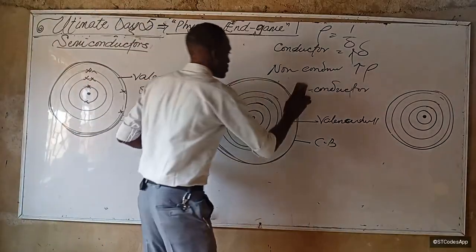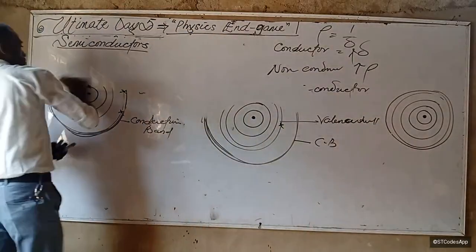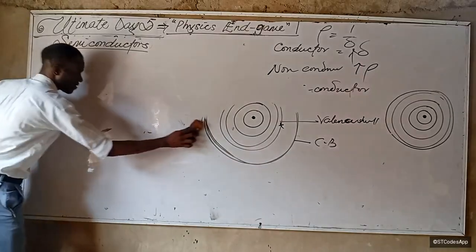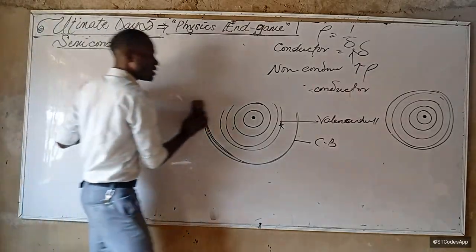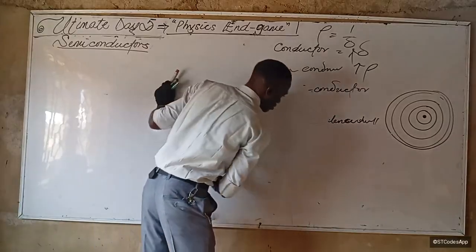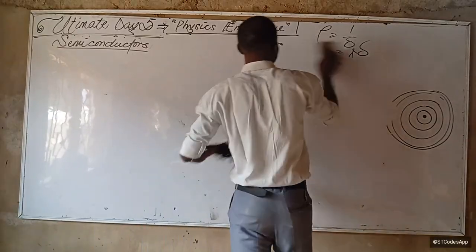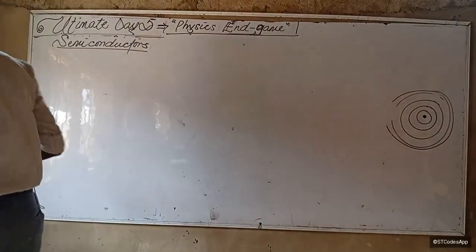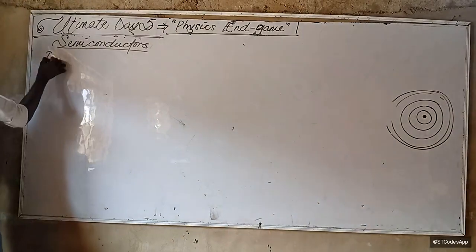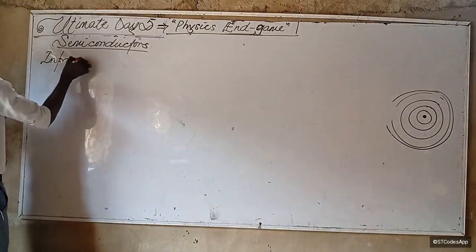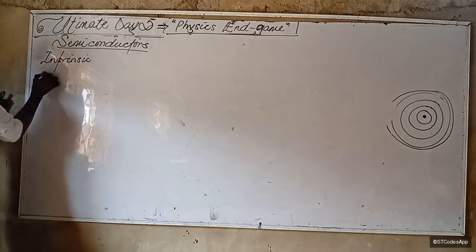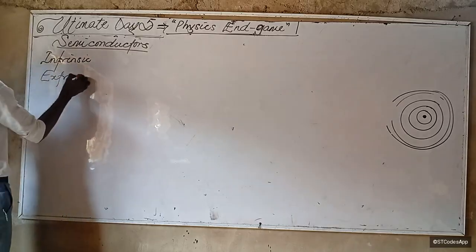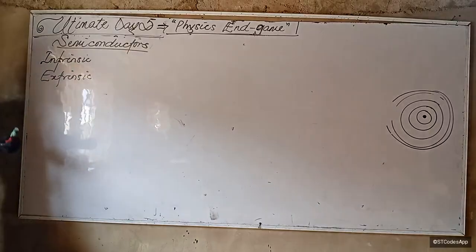So now let's talk about semiconductors. Now there are two types of semiconductors. We have the intrinsic and the extrinsic. What is an intrinsic semiconductor? We have the intrinsic and the extrinsic. What's an intrinsic?